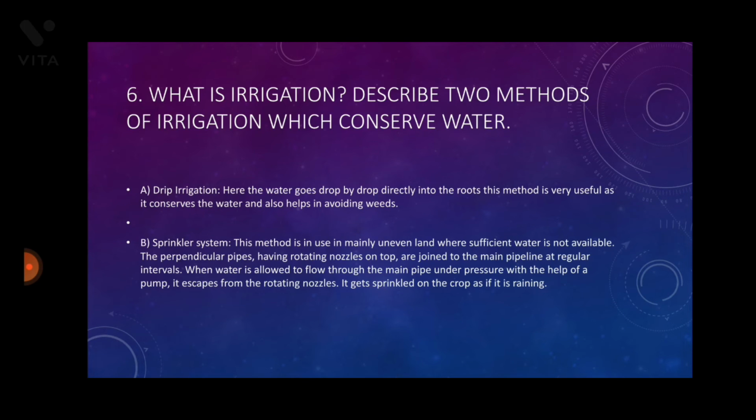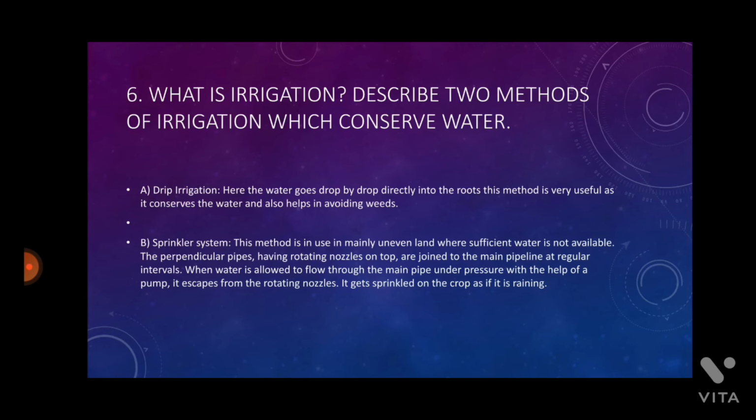Sixth, what is irrigation? Describe two types of irrigation which conserve water. First is drip irrigation. In drip irrigation, the water goes drop by drop directly to the root. This method is very useful as it conserves water and also helps in avoiding weeds.